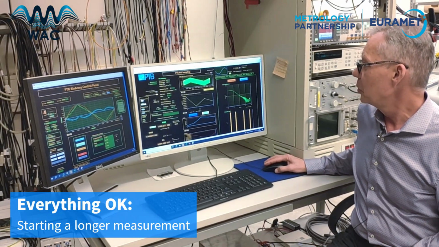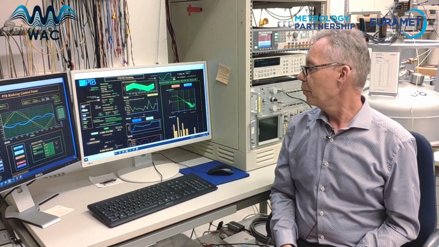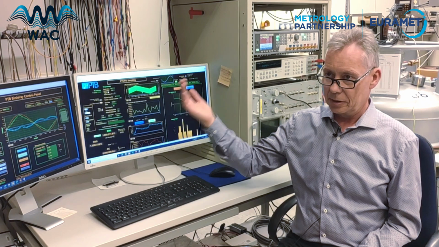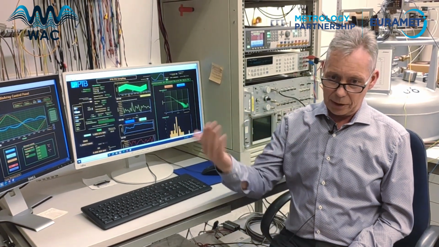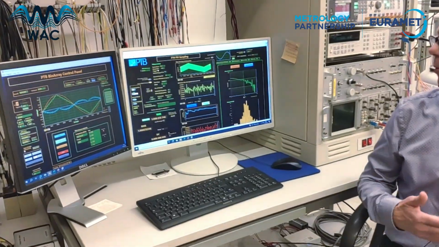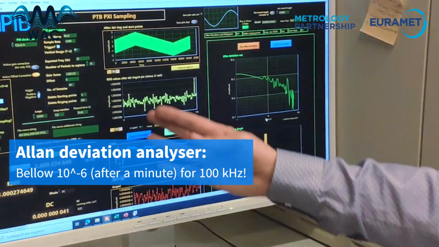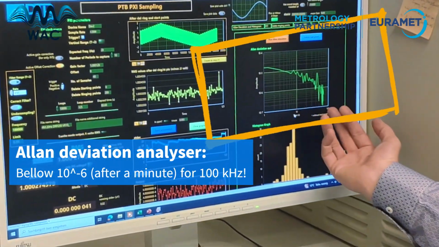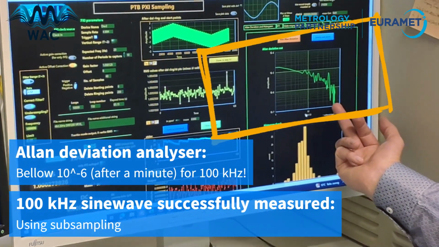Of course, due to this subsampling, because we are throwing away many more data, the uncertainty is higher, so the standard deviation of the readings is higher, and we have to take readings for a slightly longer time. Okay, now the measurement time is just 70 seconds, and if I run the Allan deviation measure, you see the Allan deviation is even going below 10 to the minus 6.